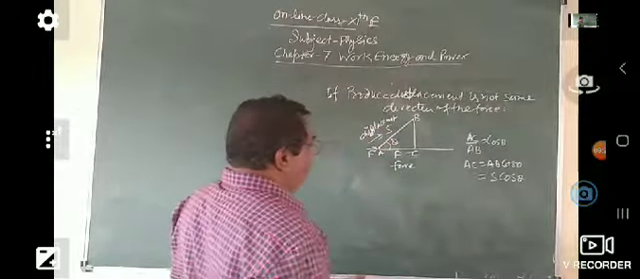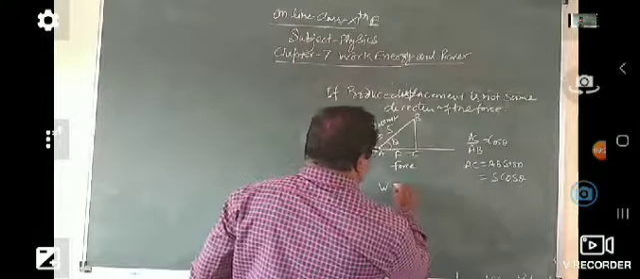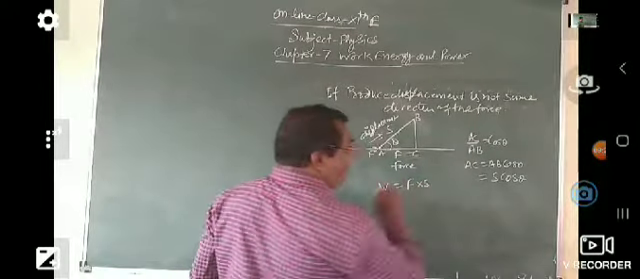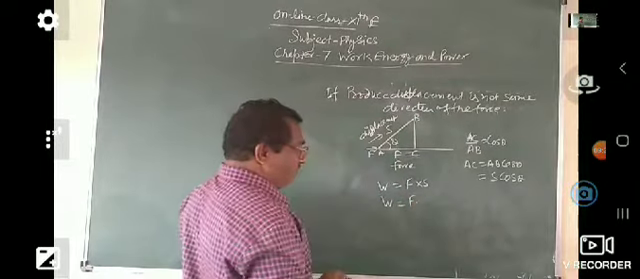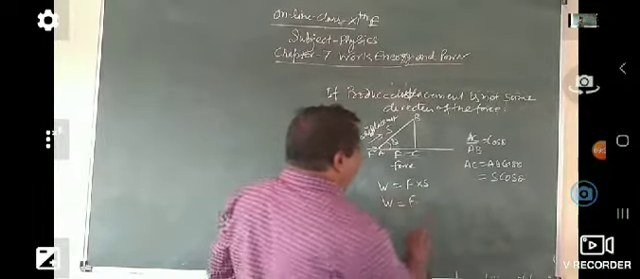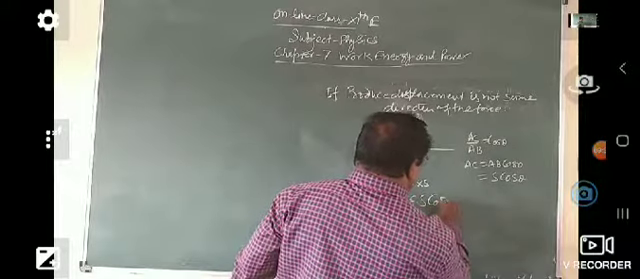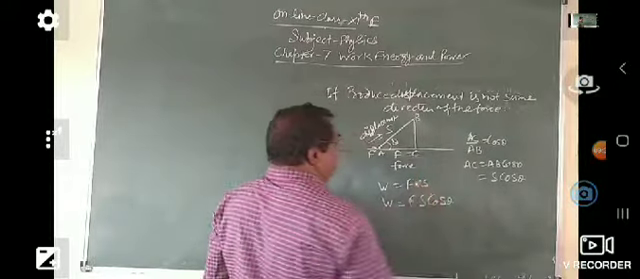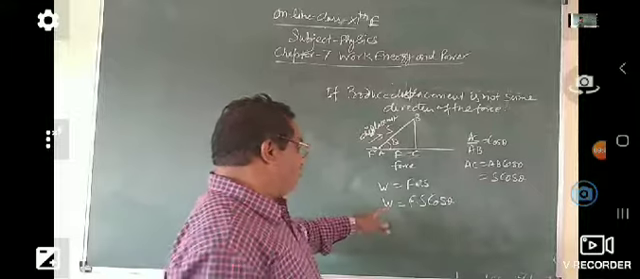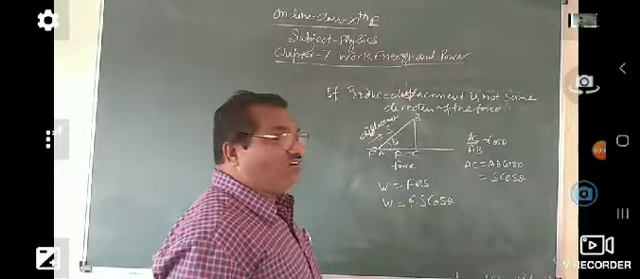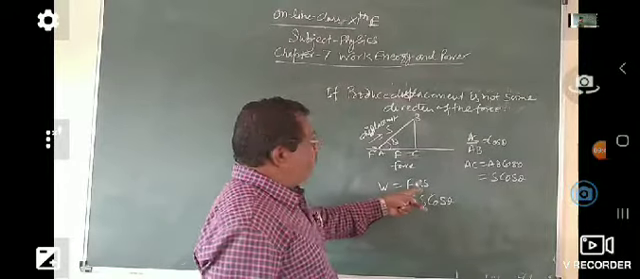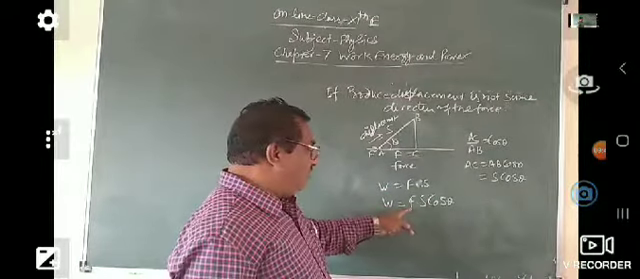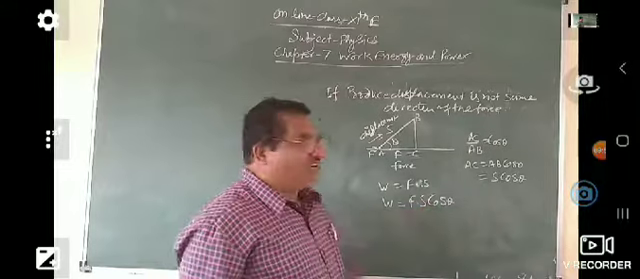Clear? So we know that W equal to F into S in the general formula. So in place of S we put S cos theta. So W equal to Fs cos theta. Clear? Here the direction of the force is and S cos theta.